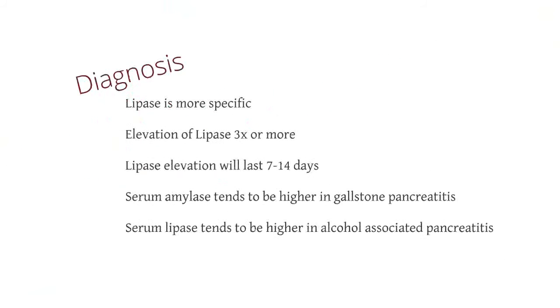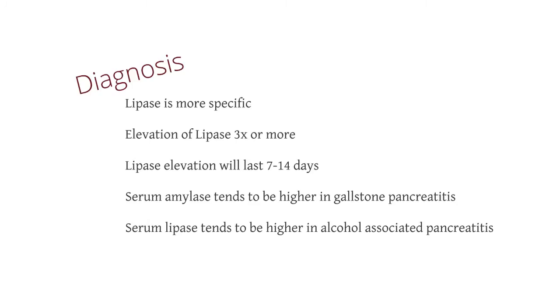Now, let's look at another marker called lipase. Lipase is a more specific marker for acute pancreatitis. An elevation of lipase greater than 3 times its normal is suggestive of acute pancreatitis. Usually a lipase elevation will last about 7 to 14 days, so an elevation of lipase lasts longer than amylase. Generally, serum amylase tends to be higher in gallstone pancreatitis, while serum lipase tends to be higher in alcohol-associated pancreatitis, though both these findings are neither specific nor sensitive.